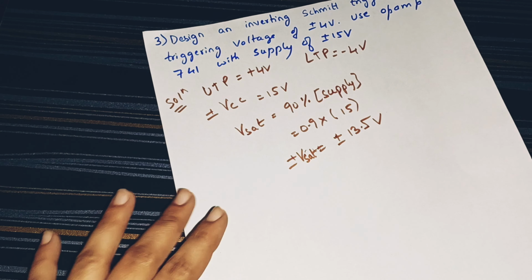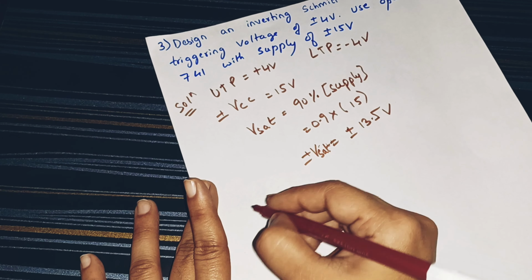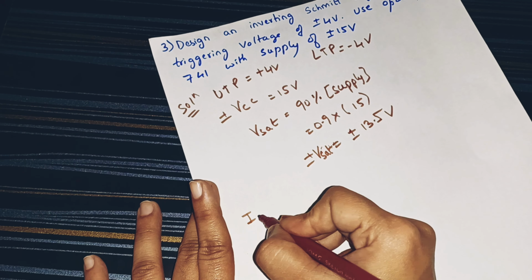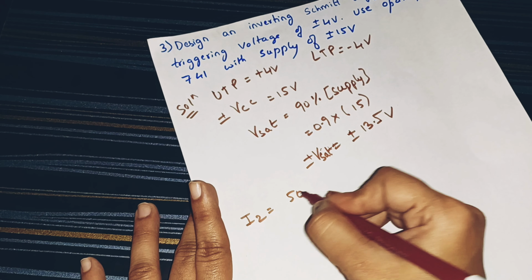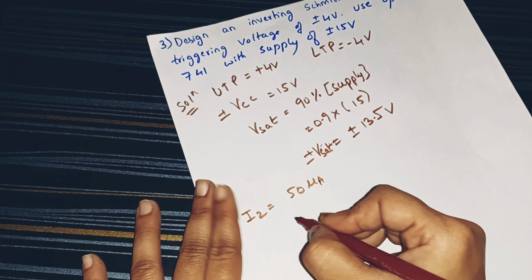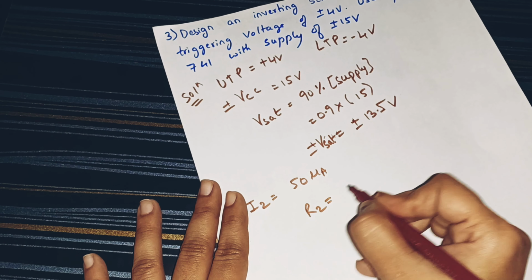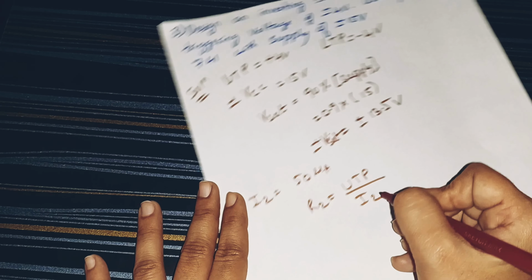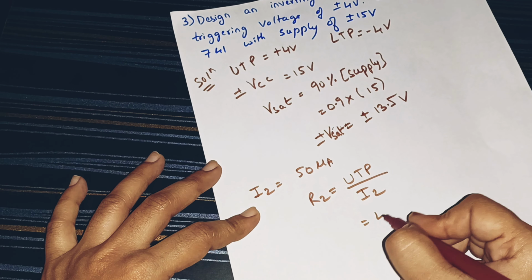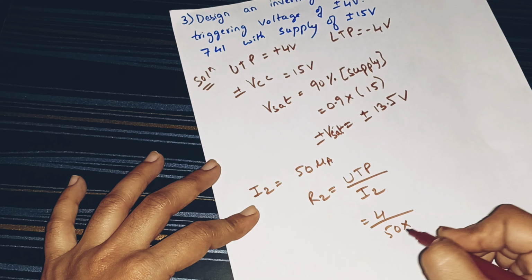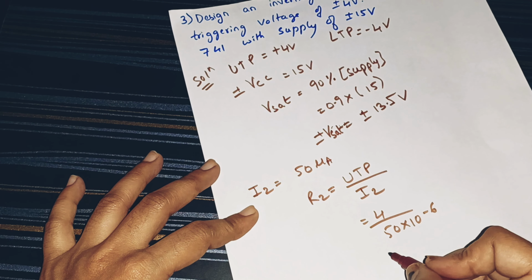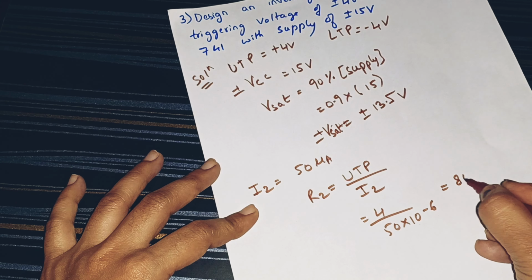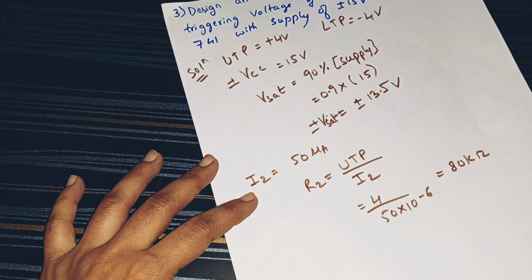Next, we know that our I2 value is constant, that is 50 microampere. So we'll get R2 is equal to UTP divided by current flowing in that. So we'll get 4 divided by 50 into 10 raised to power minus 6 equals 80 kilo ohm.